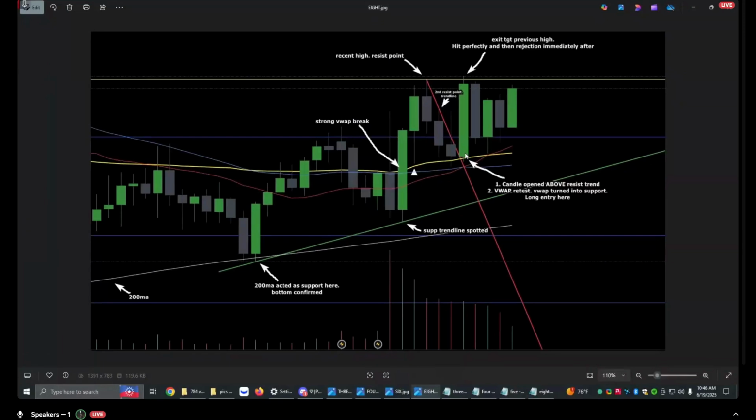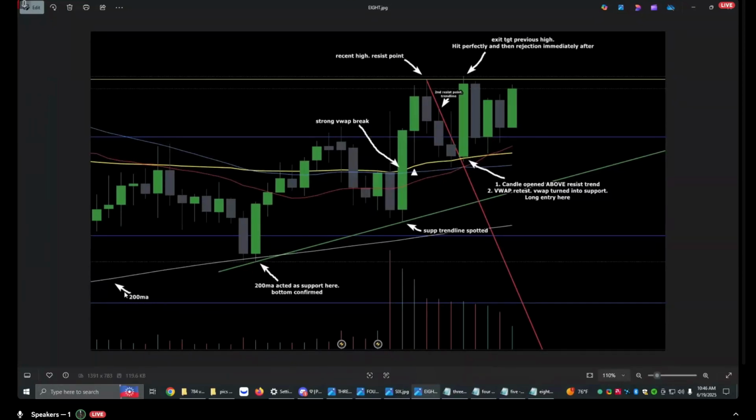This is my entry for long. Once I am in the trade, I targeted the recent high, the top of the resistance trend line, as my exit point, and this target hit perfectly. So that's the write-up. Let's talk about the chart.